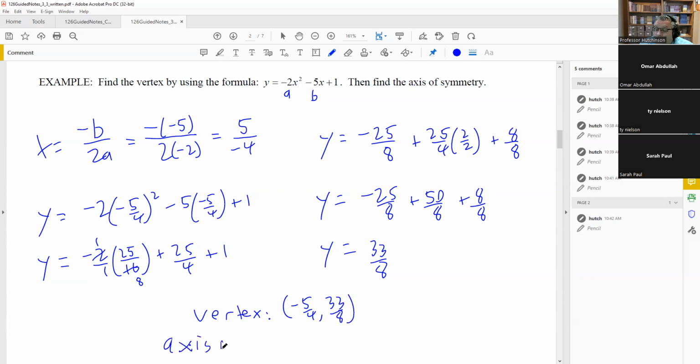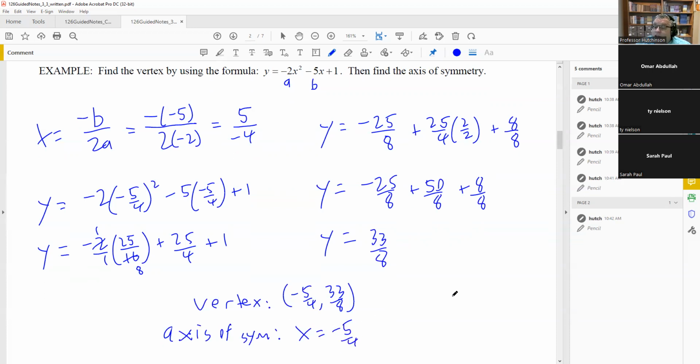So axis of symmetry, you put x equals, and then you just put the x coordinate of the vertex. So on that, the axis of symmetry would be x equals -5/4. And our vertex has fractions, but that's okay. Sometimes it happens, so it's fine.